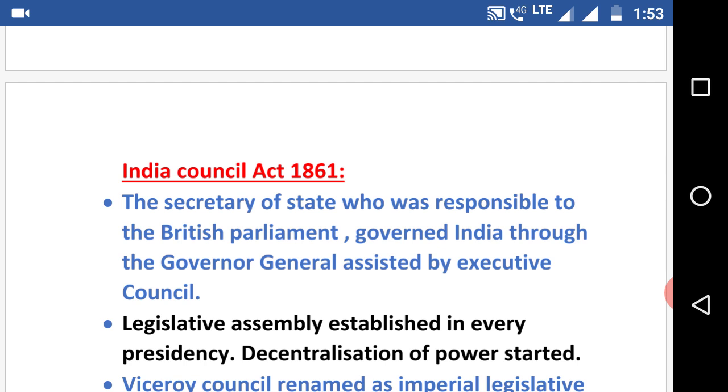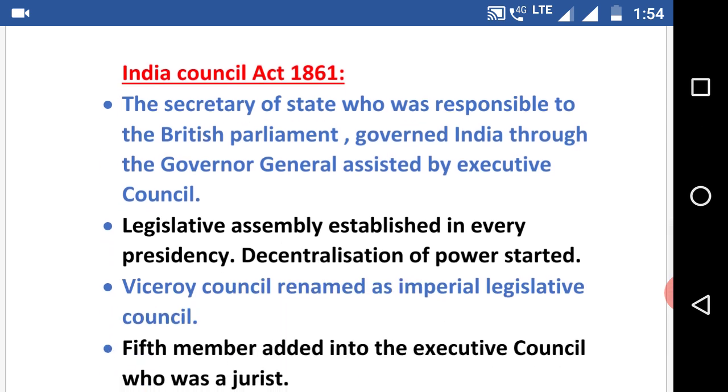The Secretary of State, who was responsible to the British Parliament, governed India through the Governor General, assisted by the Executive Council. A Legislative Assembly was established in every presidency, like Bombay and Madras. Decentralization of power started. The Viceroy's Council was renamed as the Imperial Legislative Council.